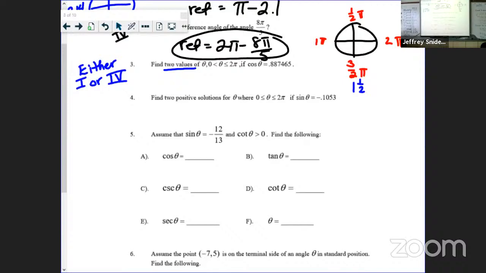So I just make little marks. And then we go back to sine. Sine is negative, so it can't be in quadrant 1 or 2. It can't be 3 either, so it has to be quadrant 4. So we know that it's in quadrant 4.